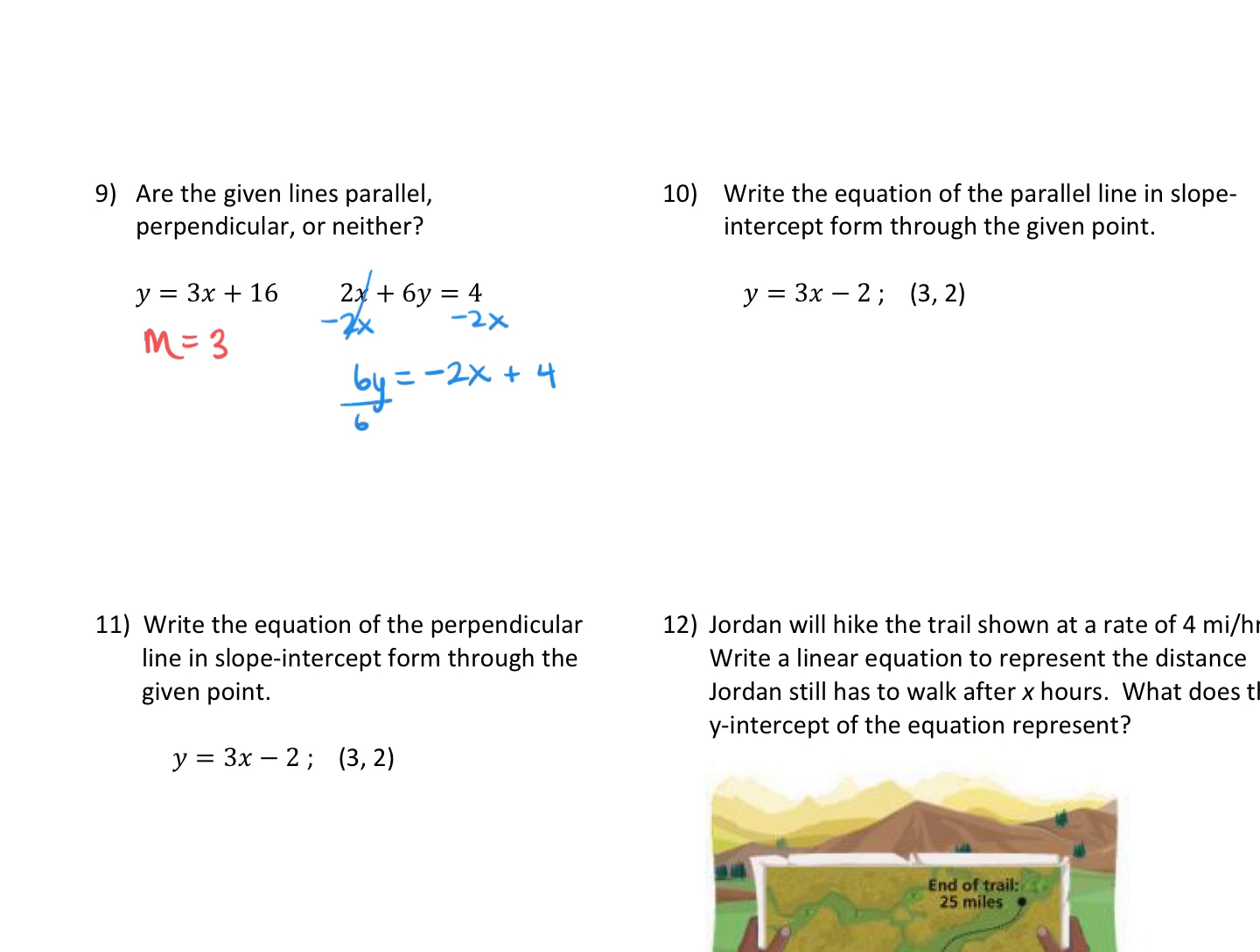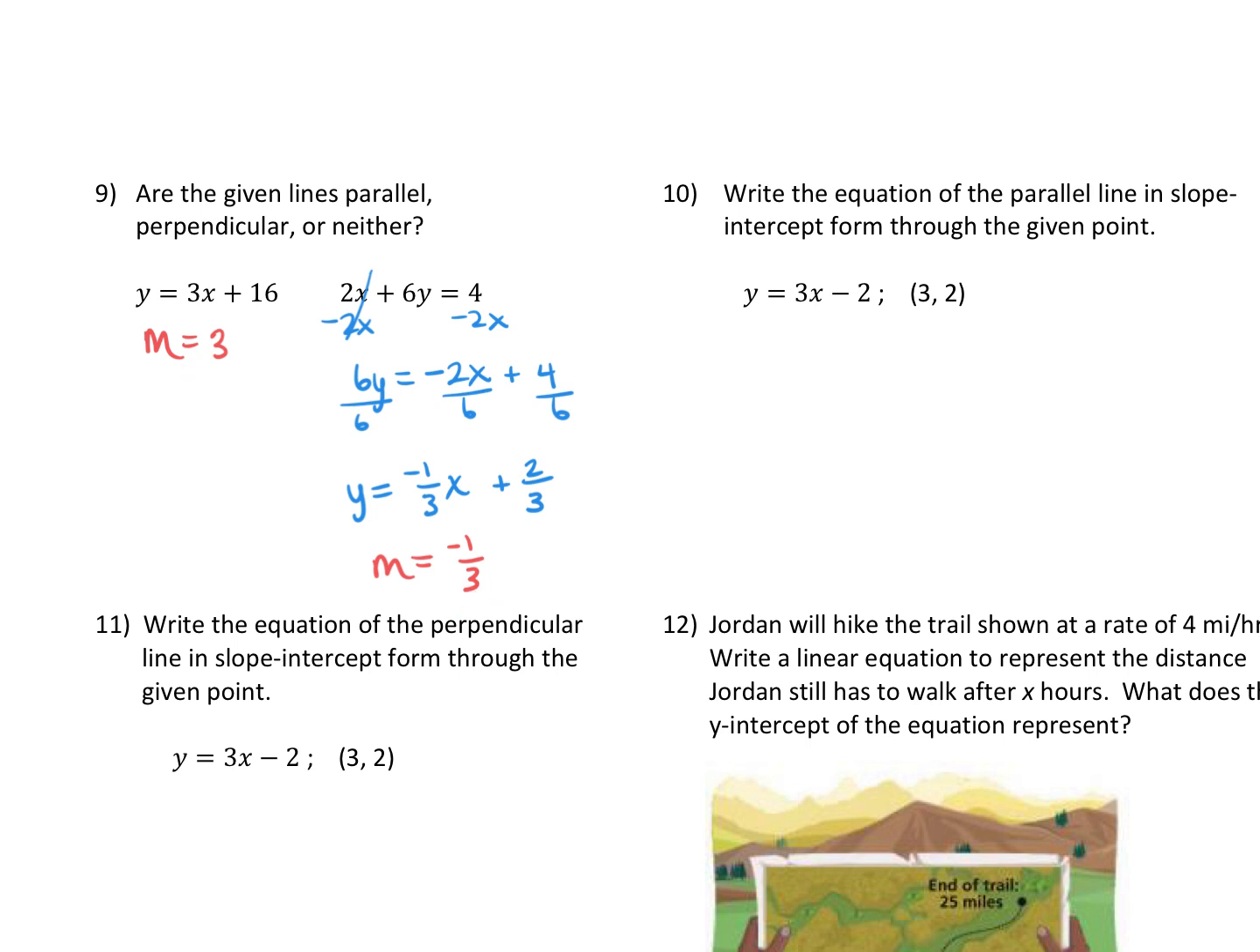And then we're going to divide everything by 6. So we have y equals, now negative 2 over 6, we do want to reduce that. Negative 2 over 6 reduces to a negative 1 over 3, x, and then plus 4 over 6 reduces to 2 over 3. Okay, so the reason we did all that work was so that we could identify the slope. The slope of this line is, now that we have it in slope-intercept form, it's the number with the x, so m equals negative 1/3.